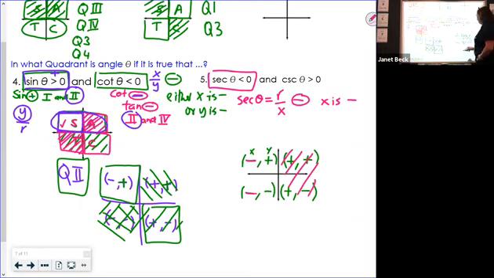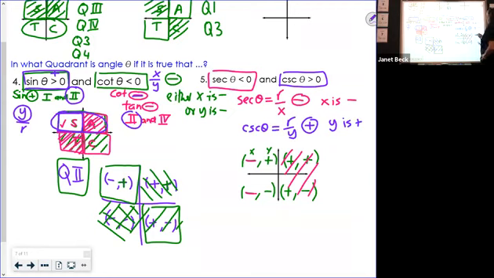Then I'm being told that cosecant is greater than 0. I'm being told that cosecant, which is r over y, is positive, and r is always positive, so y must be positive. Y is positive here and here, not there. So what am I left with? I'm left with that quadrant there.